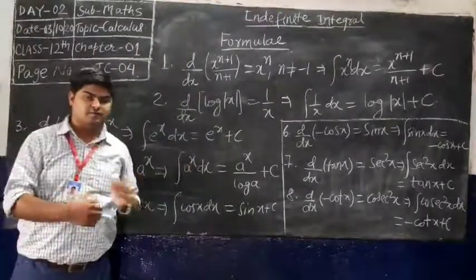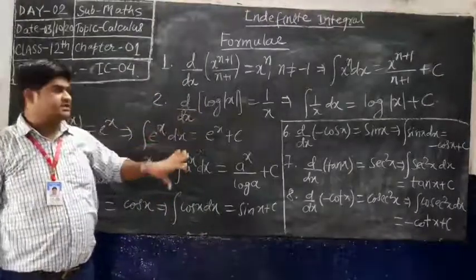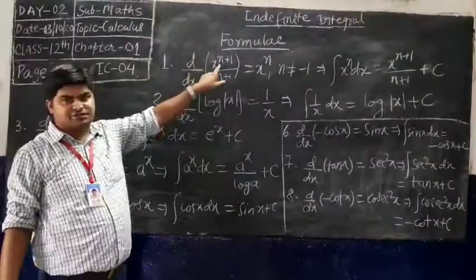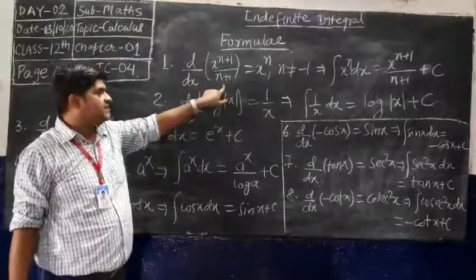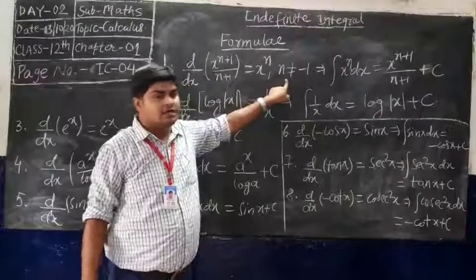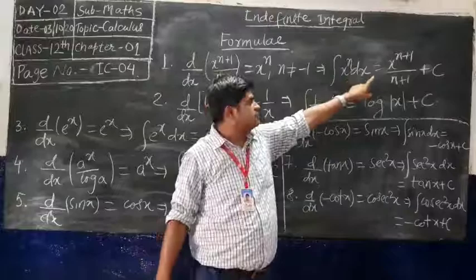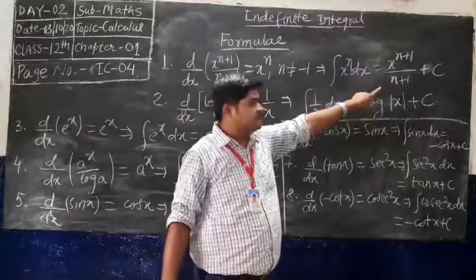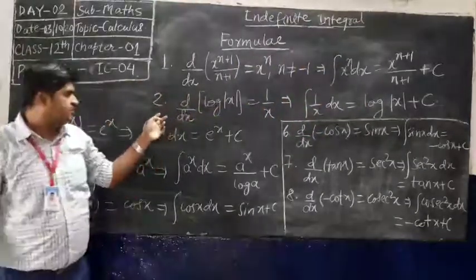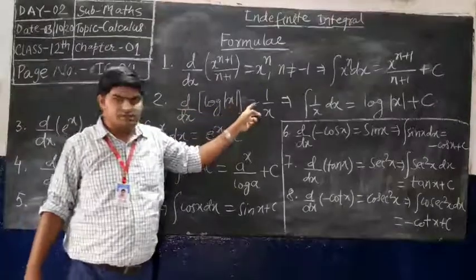You will see the next formula. This is the list of formulas which is used in this exercise. Let us see formula number 1: d by dx of x to the power n plus 1 by n plus 1 is equal to x to the power n, where n is not equal to minus 1. Then the integration of x to the power n dx is equal to x to the power n plus 1 by n plus 1 plus constant. I have proved this formula. Now let us see formula number 2: the derivative of log mod x is equal to 1 by x.